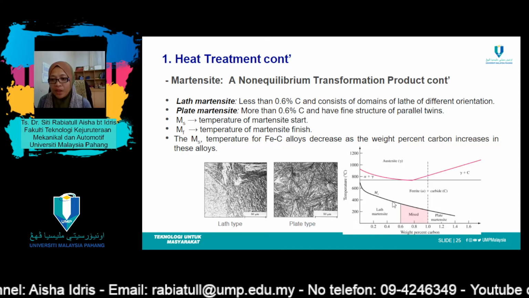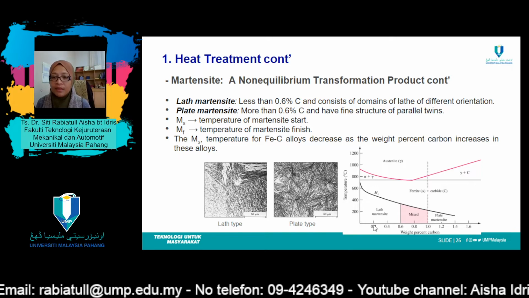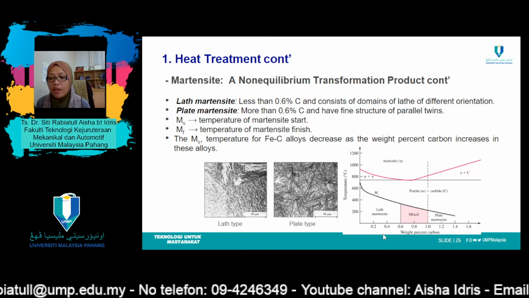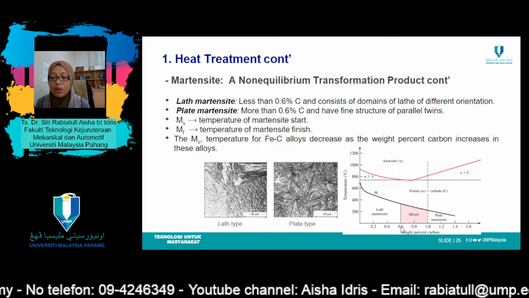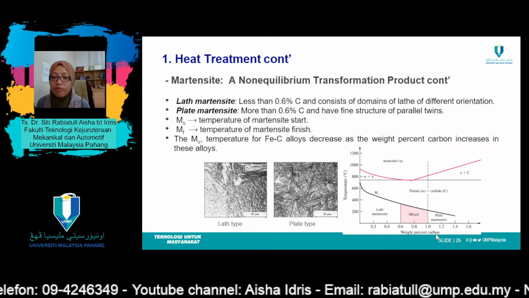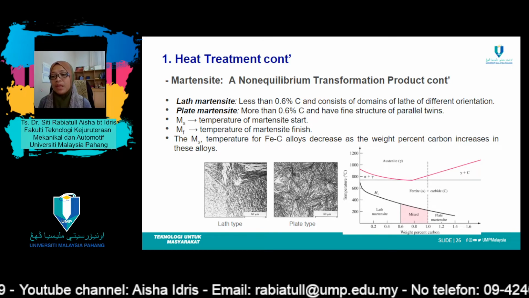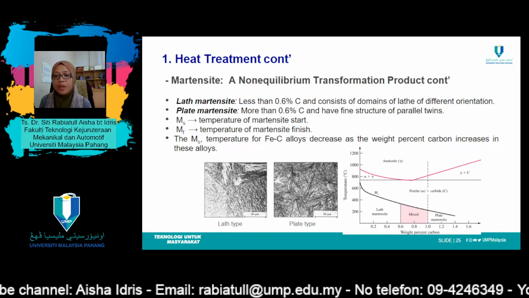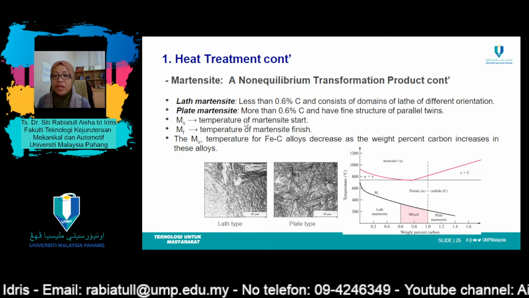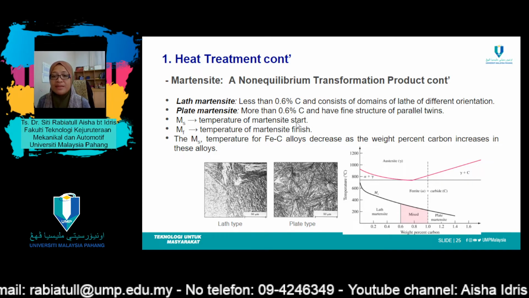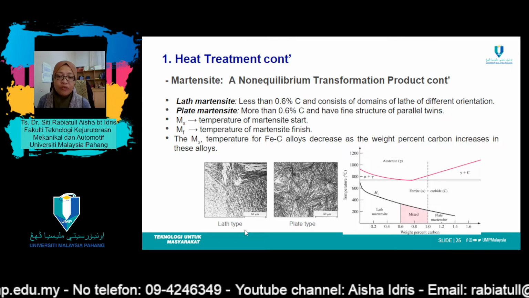For lath type, it can be found if the carbon content is less than 0.6% over here. If the percentage of carbon is more than 0.6%, then it will have some plate martensite in it. However, if the percentage of carbon is more than 1%, it will have 100% plate martensite. And this is only the terminology. MS refers to the temperature at which martensite starts to form. MF refers to the temperature at which martensite finishes forming.